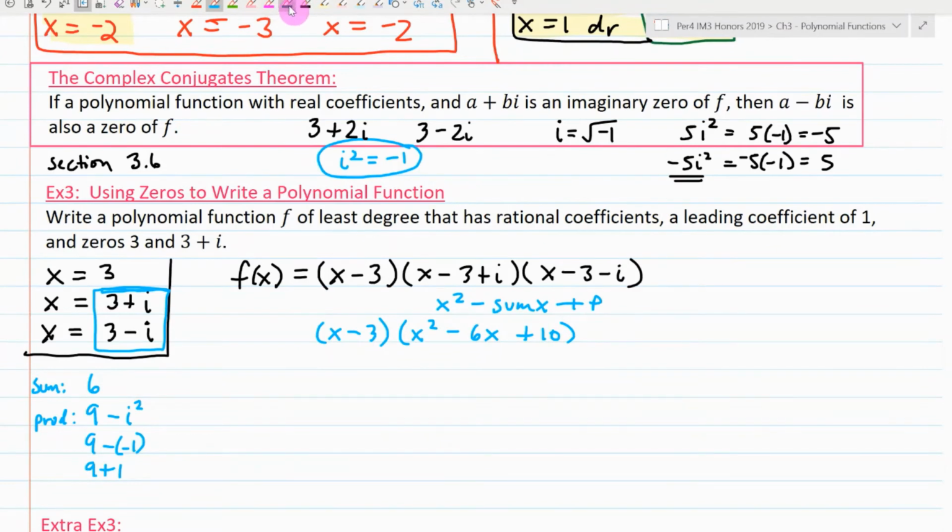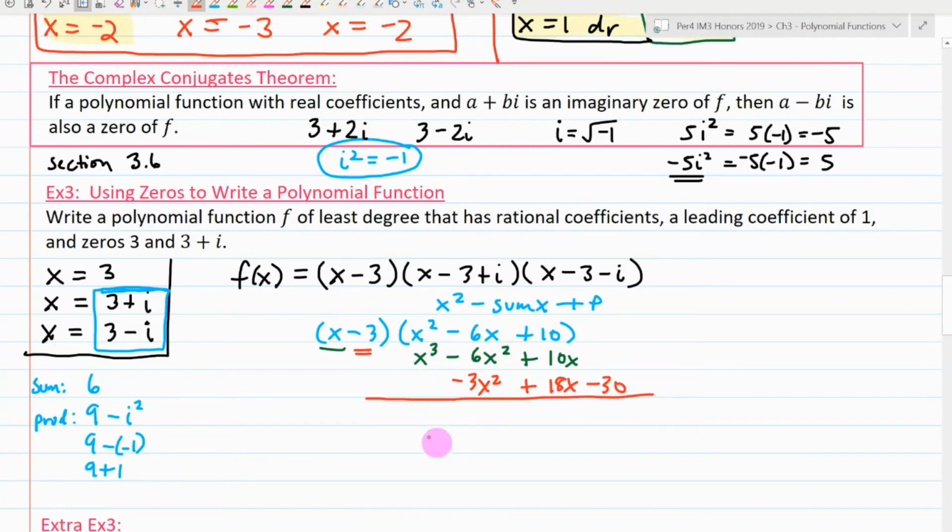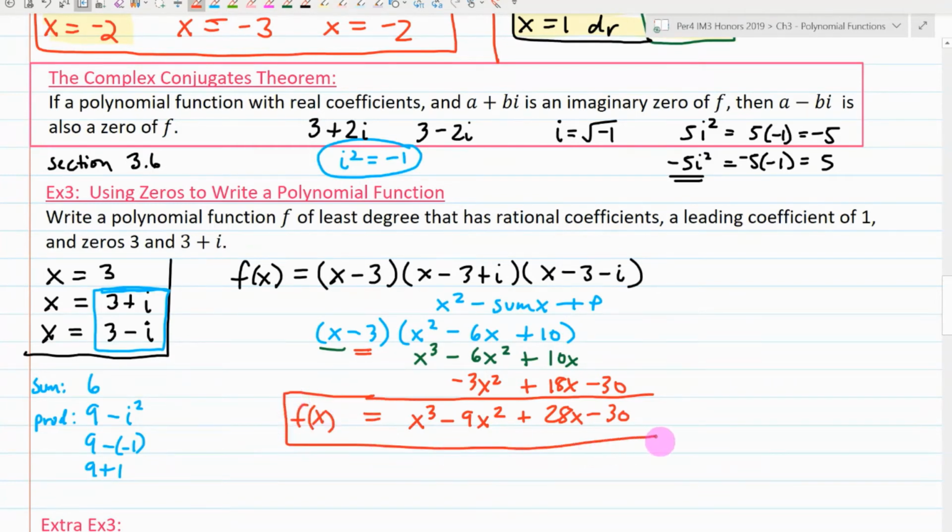And then you finish this the same way we did in the last section, which means you multiply x times all these. And again, you can use the box method if you prefer. And then I'm going to multiply negative 3 times all of these. So that would become negative 3x squared, negative 3 times the middle term, and negative 3 times the last term. And then if we add all these together, x to the third minus 9x squared plus 28x minus 30. And then we make sure we put this f of x at the beginning for the function.